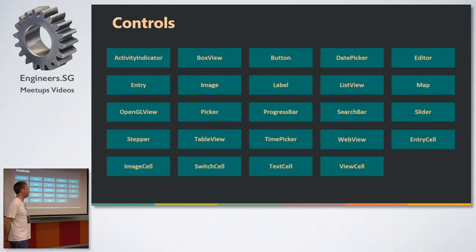Controls are just the usual ones, ranging from an entry, which is just like a text box, to a view cell, which is just like a list cell, a slider, search bar, progress bar. That means that this image cell, with one tag, is going to literally render one iOS, one Android, one Windows image.